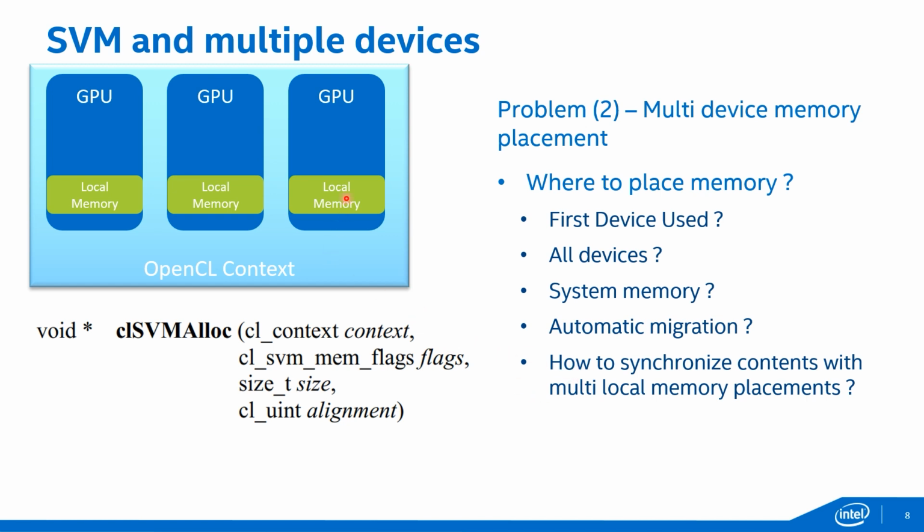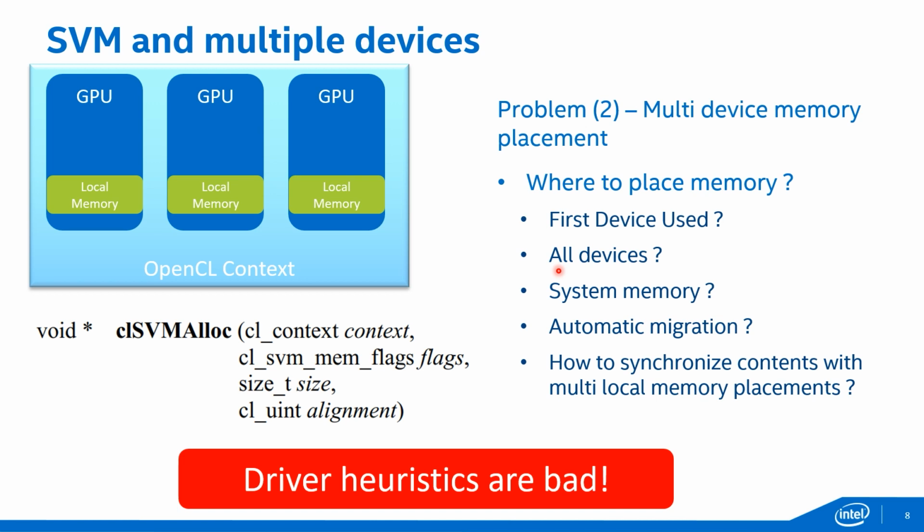And the fastest way to access the memory is actually local memory. And each GPU cannot access another GPU's local memory. So it doesn't play pretty well with the shared virtual memory concept. And driver heuristics will help in some kinds of scenarios, but will also make other scenarios worse. And that's why they are pretty bad and should be avoided.